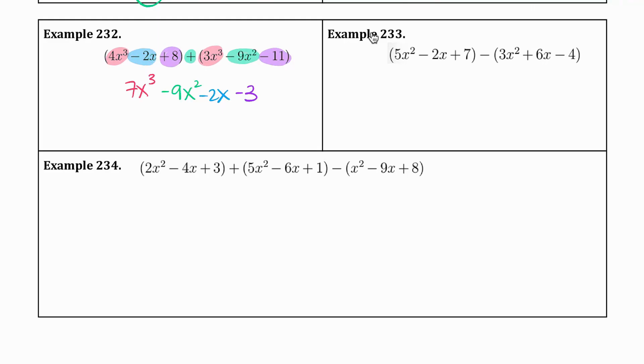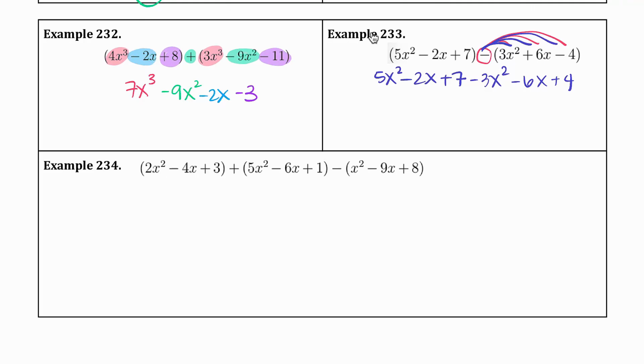We do have to be careful when we see subtracting polynomials. So when we're subtracting, this minus sign gets applied to everything inside that second parentheses. So it's probably easier if we just rewrite this after distributing that negative. My first parentheses is not going to change. My second one, if we distribute that negative, it's going to change all of our signs. So minus 3x squared minus 6x plus 4.